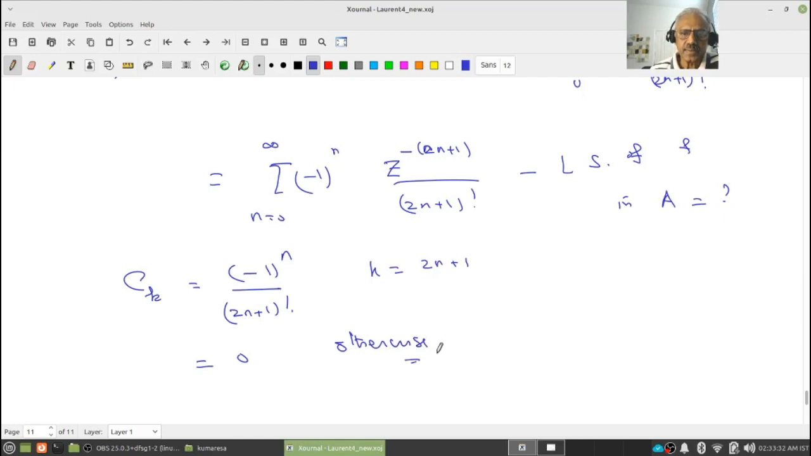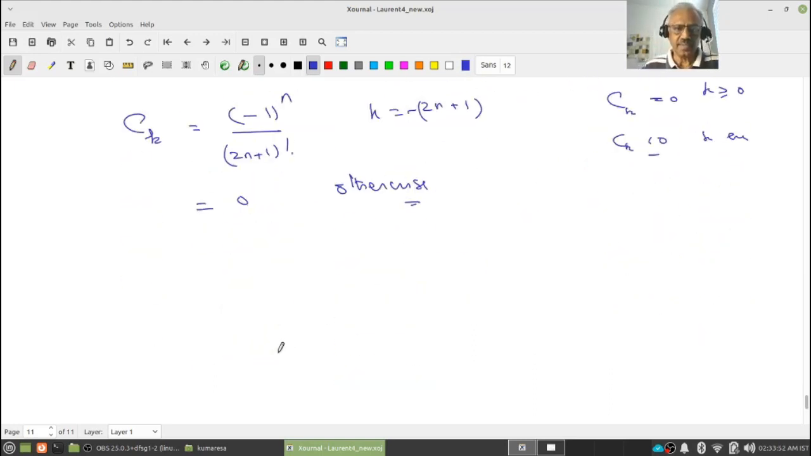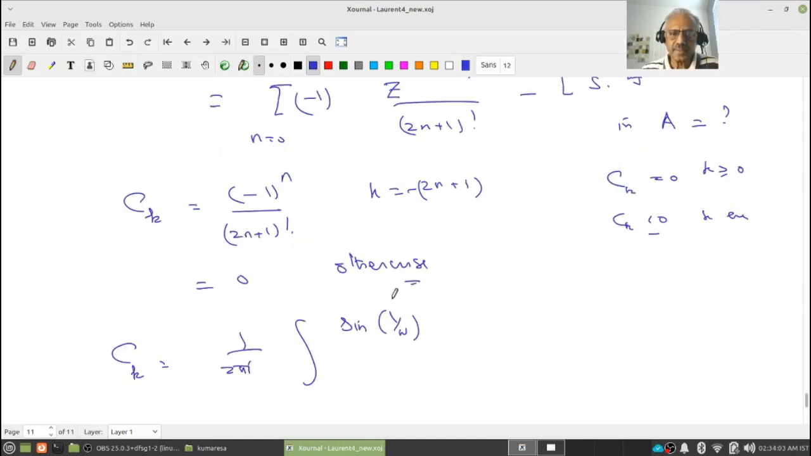Notice that means there is no ck for k positive, it is 0, and ck for k negative is also 0 if k is even. Only for k odd we have this. Now what is the formula for this then? ck is going to be 1 by 2 pi i, sine 1 by w, and I want the case of ck equal to minus 2n plus 1. So what should be the formula for that?